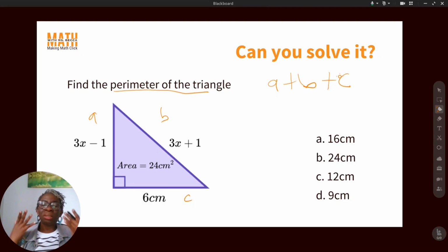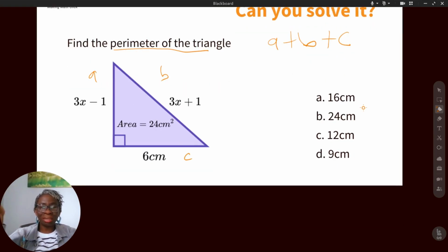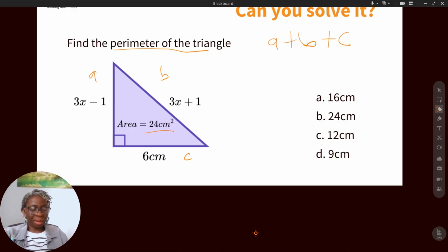Now we are given the perimeter in terms of X. We are not given the perimeter as numbers, but they are all in terms of X. And we are given the area to be 24 centimeter square. We are to find the perimeter. So how do we find the perimeter when we are given the area and we are given the sides in terms of X? We will be using the given area to find the value of X.